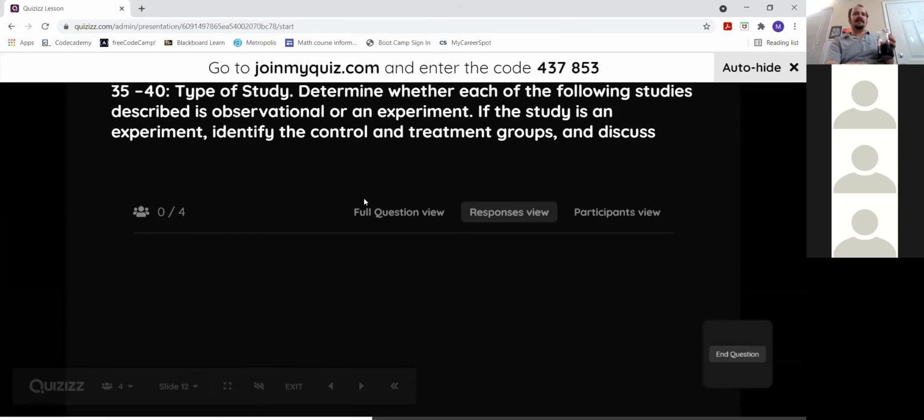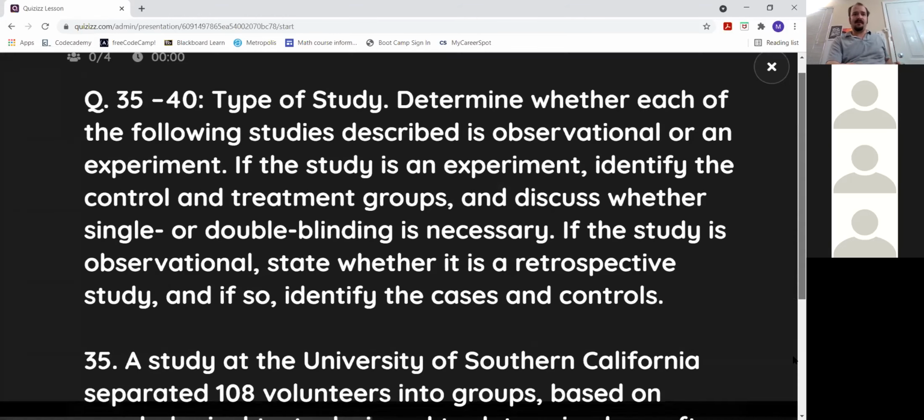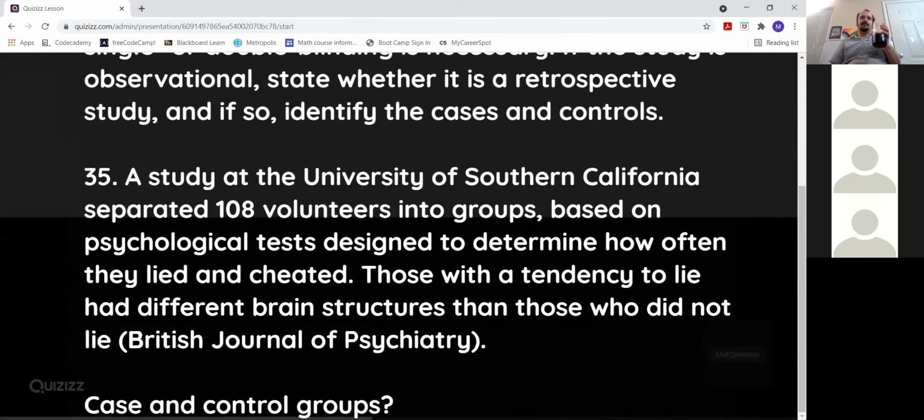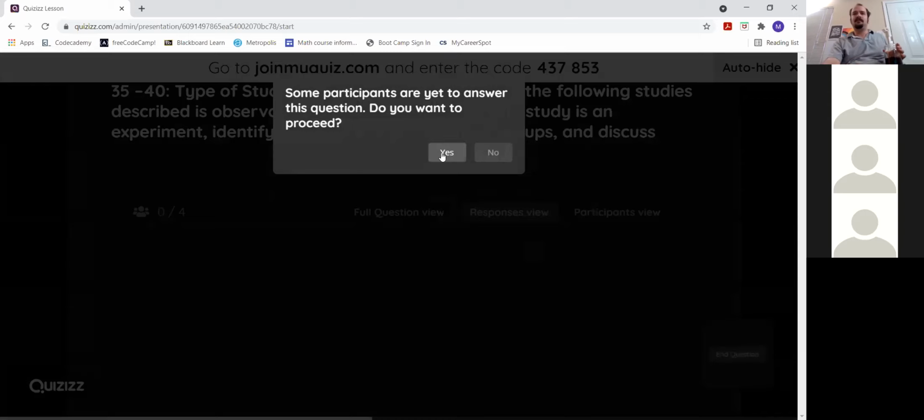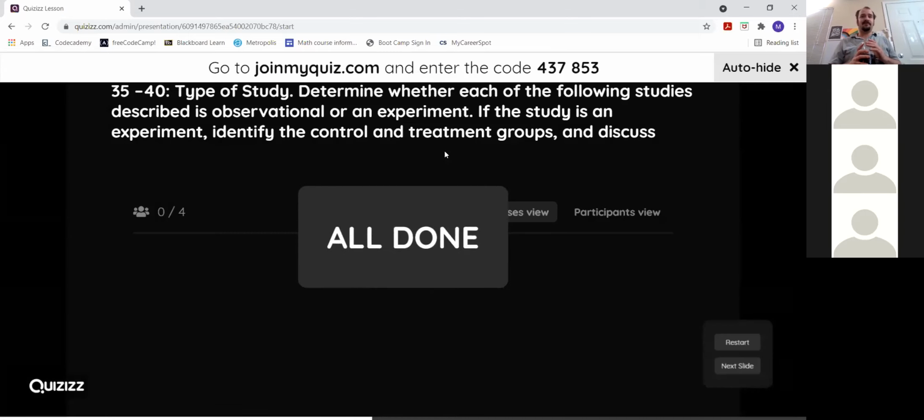Are there any questions about this? I think this is the last thing we're answering on this. So being able to determine whether or not something is an experiment or a study, and then if it is a study, is it a retrospective study. And they kind of give you the definition for retrospective study. You should be able to get a case and a control.